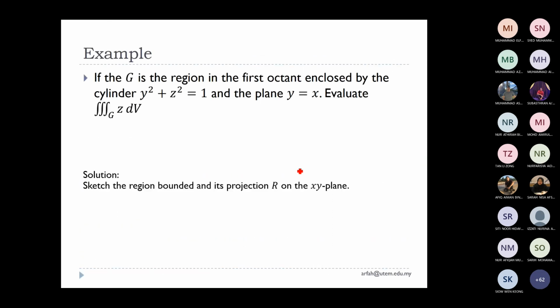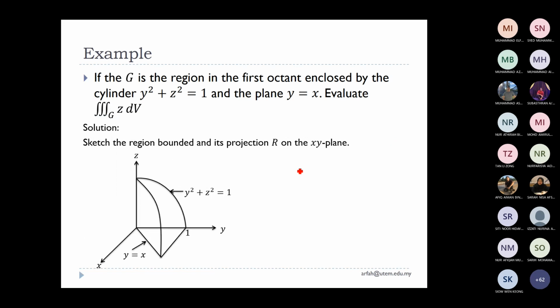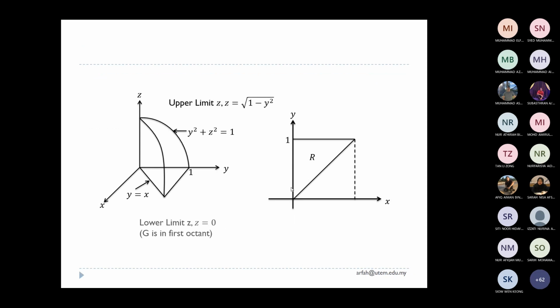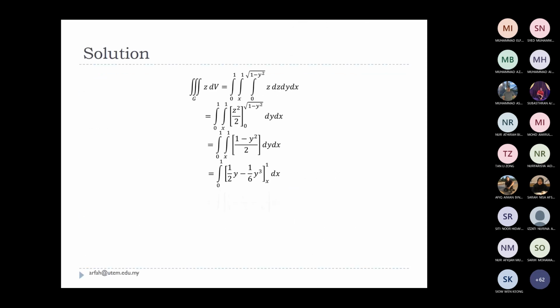And then we have gone through this example, by which you do the sketching of the regions. And then you get the region bounded in the XY plane as shown in the figure below. And then we have determined the region is located over here. So from here, we have gone through this exercise, and then this is the associated solution.